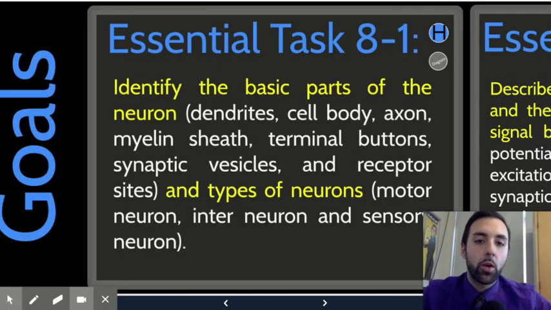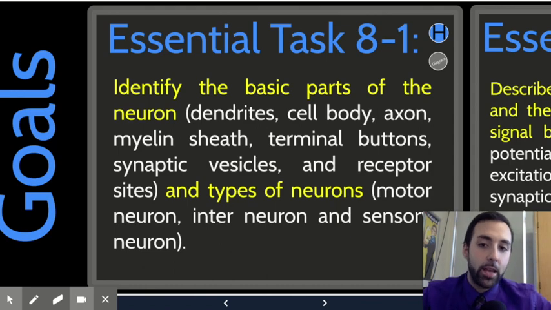In Essential Task 8.1, we are going to begin talking about biological psychology. There are quite a few different topics that fall under the category of biological psychology, everything from the neuron to the brain to sleeping, drugs, neurotransmitters, and quite a few in between. We will first begin by talking about what's called the neuron.